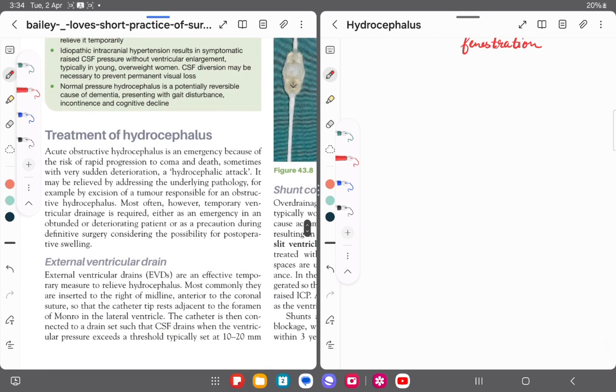And idiopathic intracranial hypertension results in symptomatic raised CSF pressure without ventricular enlargement, typically in young overweight women. CSF diversion may be necessary to prevent permanent visual loss. Normal pressure hydrocephalus is a potentially reversible cause of dementia, presenting with gait disturbance, incontinence, and cognitive decline.